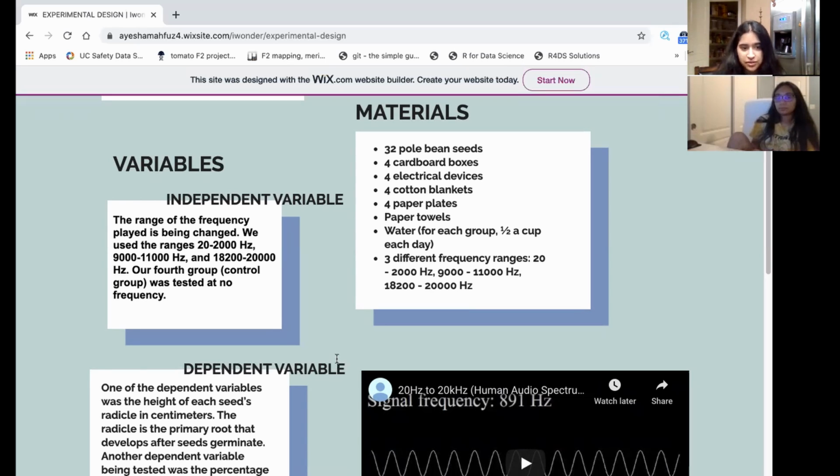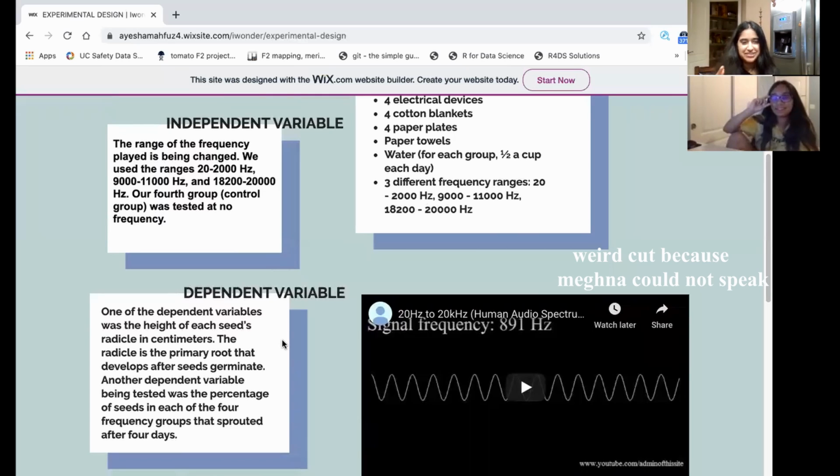One of them is the independent variable, the frequencies that we were changing up. So we did 3 different frequencies. One was 20 to 2000 hertz, one was 9000 to 11,000 hertz, and the highest one was 18,200 to 20,000 hertz, and those correspond with low, medium, and high. We'll be calling them low, medium, high as we go on, because it's a lot easier to say than those numbers. And then our fourth group was our control group, which was no frequency. So whenever we tested it, we used those 4 types, and those are our 4 treatments.